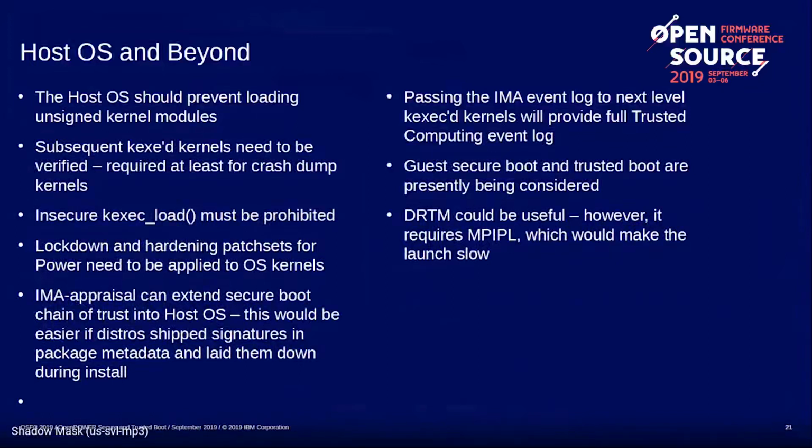IMA appraisal can extend this secure boot chain of trust up into the OS. It's been slow in adoption. It'd be really helpful if distros would lay down the signature metadata when packages are installed. And there are patches upstream to do that, but getting them to do this has been a bit of a chore. And there are things that IMA appraisal does, like slow things down. So people don't necessarily want that if they don't care about security as much as they do about efficiency. Passing the IMA event log should be done so that you have this complete chain of measurements.